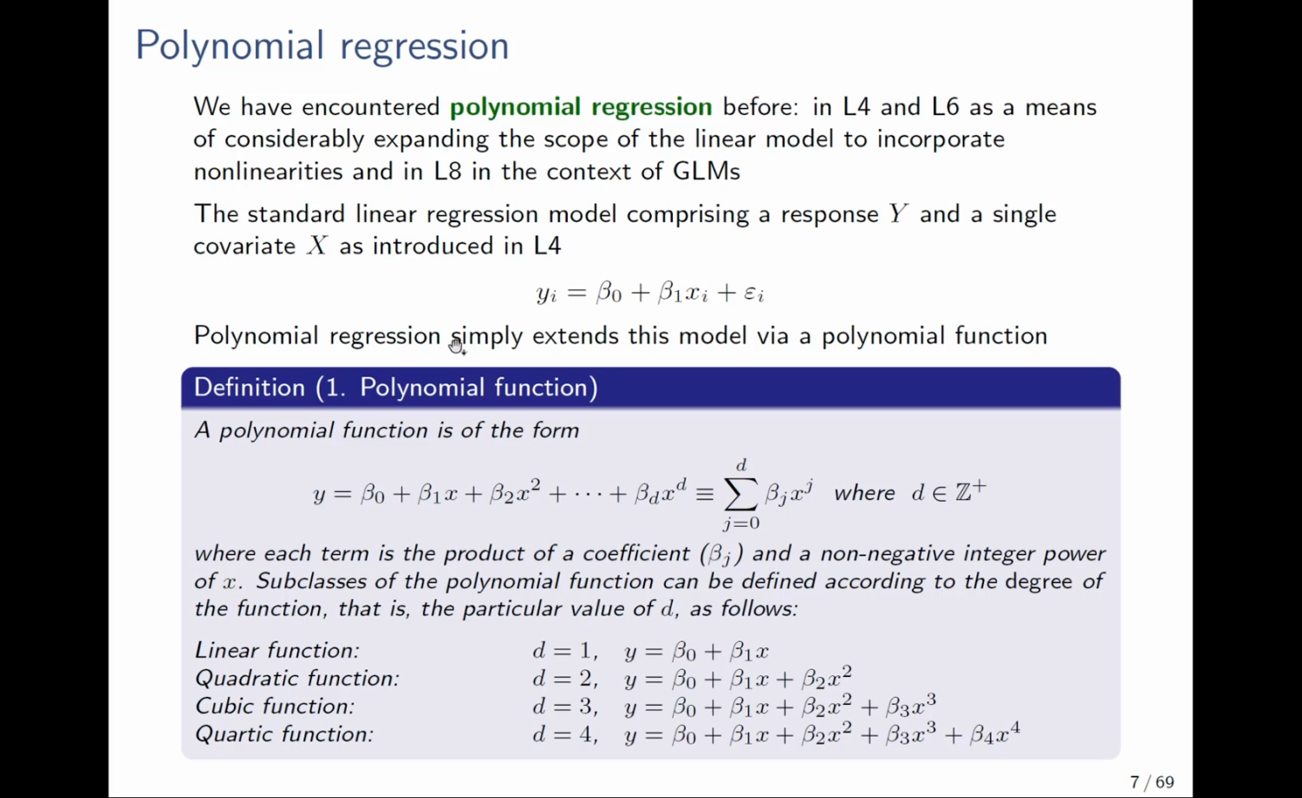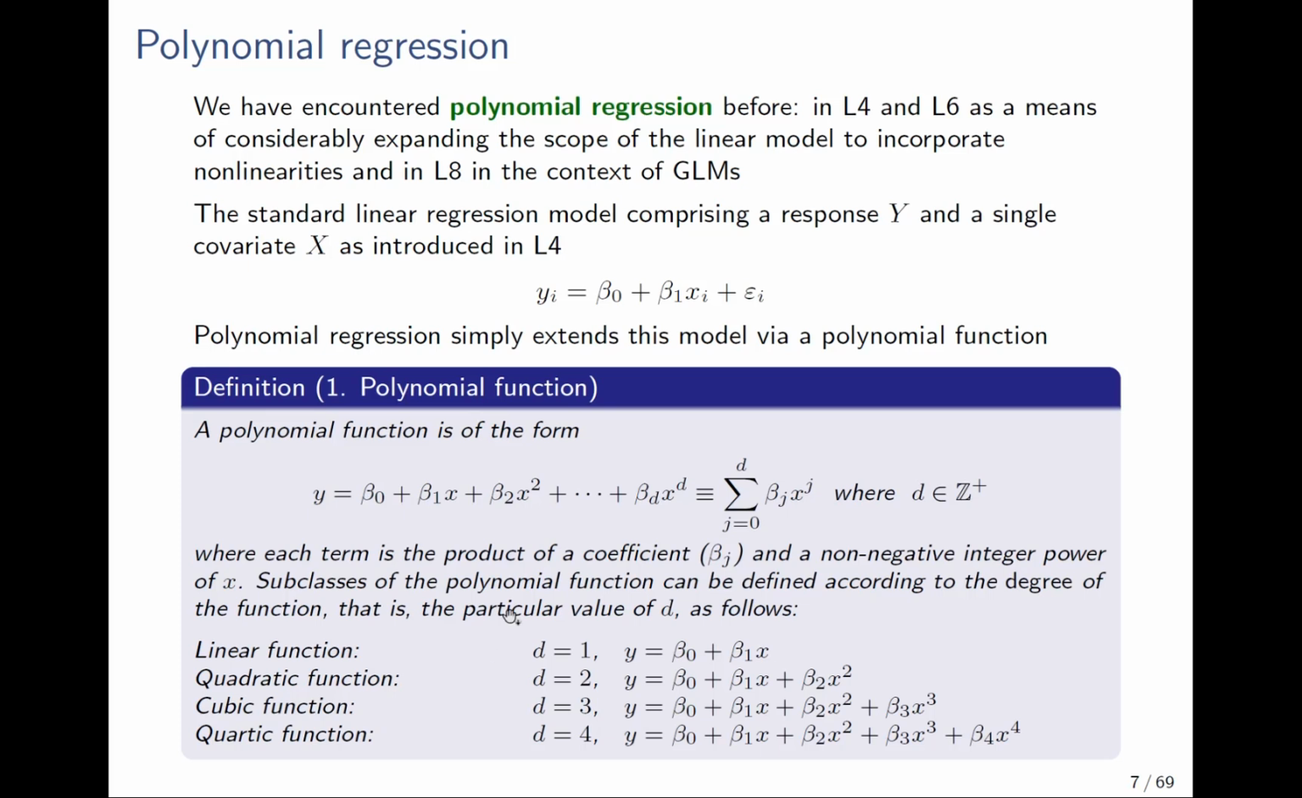And polynomial regression, as we know, simply extends this model by incorporating a polynomial function of x into the regression equation. Now, a polynomial function takes the form shown here. This is a polynomial function of degree d. So each term in the function is the product of a coefficient, beta j, and a non-negative integer power of x. Okay? And the maximum integer power in this equation is d, and we say that a function is of degree d if that's the maximum integer power that is placed on x.